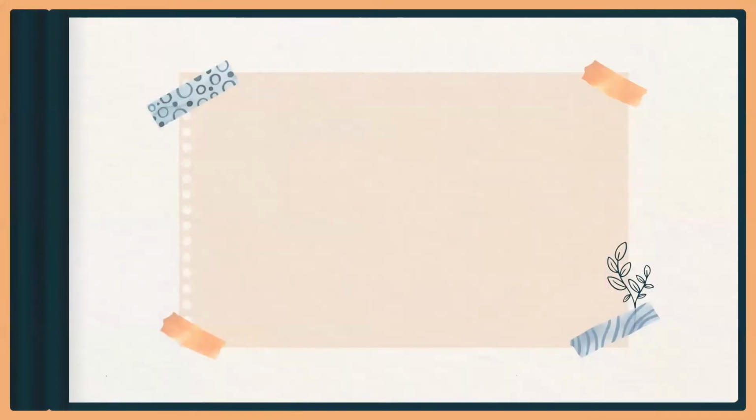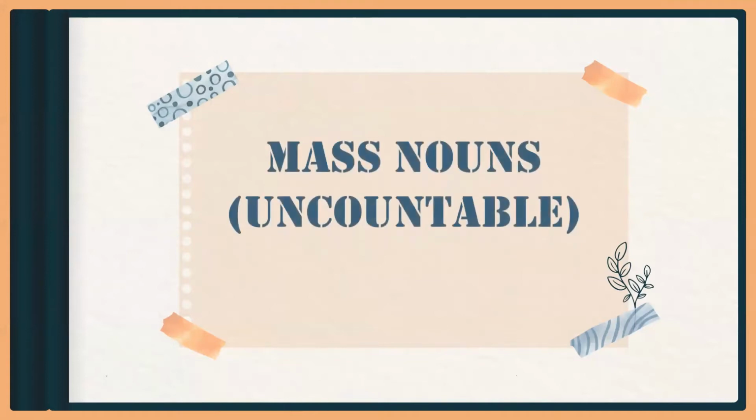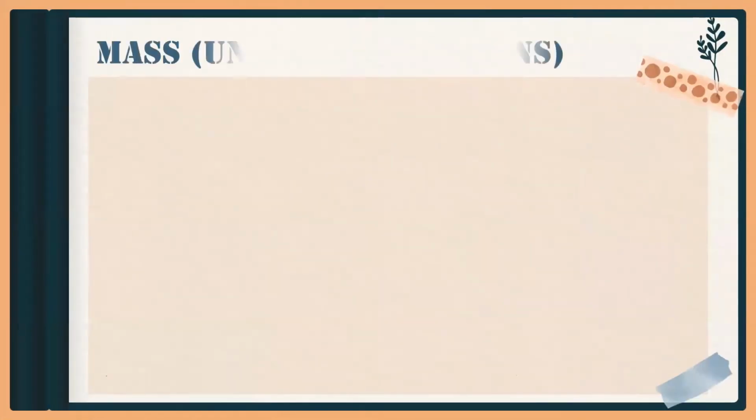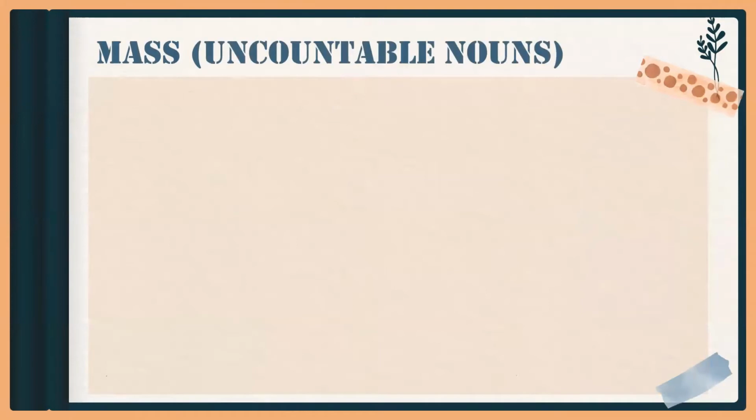Now, let's move on to the next one. These are mass nouns or uncountable nouns. As I've mentioned to you, there are many different kinds of nouns, and one of those is the mass nouns, or these mass nouns are non-countable. Now, let us remember that these mass nouns are always singular in their meaning.